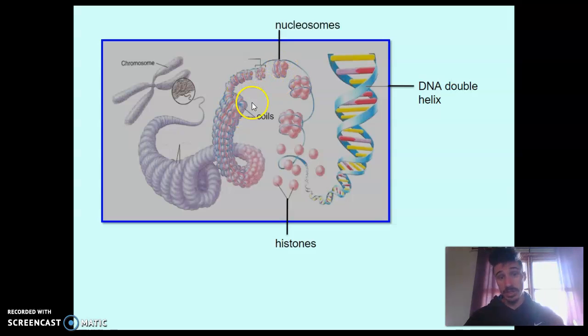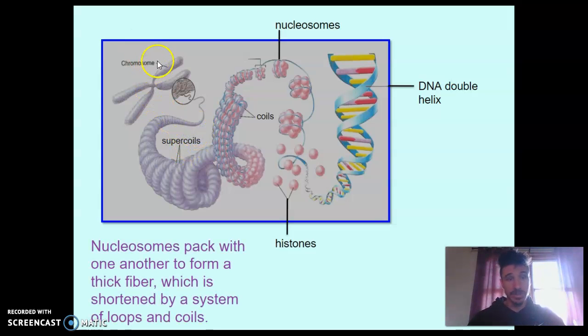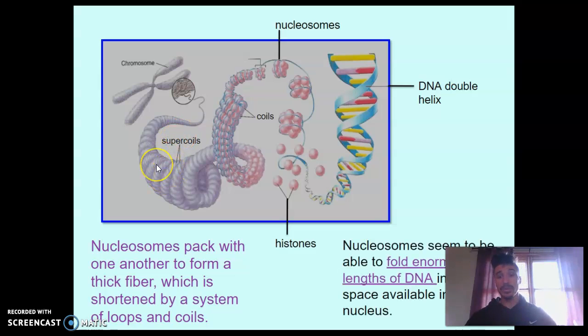And then those nucleosomes coil up on each other. And then we get what's called supercoiling, which is the coils coiling further, until we ultimately get the chromosome. Now, nucleosomes seem to be able to fold enormous lengths of DNA into tiny spaces available inside the cell. So it's this formation of the nucleosome, the wrapping of DNA around these histone proteins, that allows DNA to form the chromosome structure and fit within the eukaryotic nuclei.